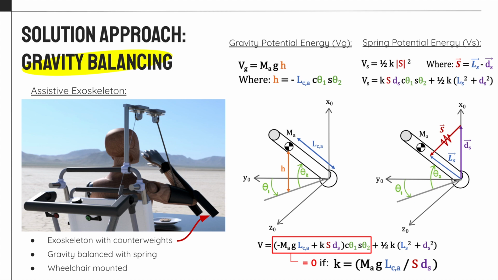Adding this to the gravitational potential energy obtained before, we see that the potential energy can become configuration independent. That is, it becomes constant in all positions, if the first term is cancelled. This is achieved in our design by matching the spring stiffness to the quantity shown below. Furthermore, we can also play with the position of the spring to further tune the gravity balancing of the device.